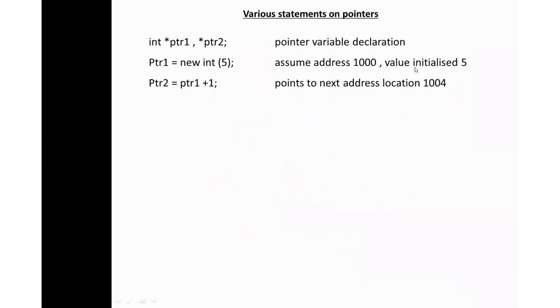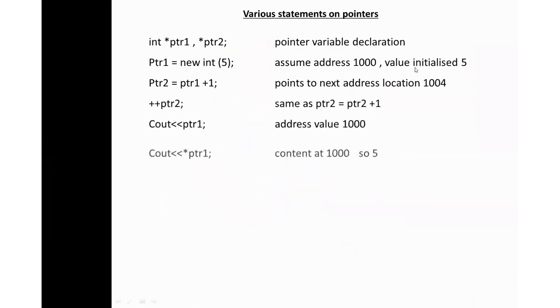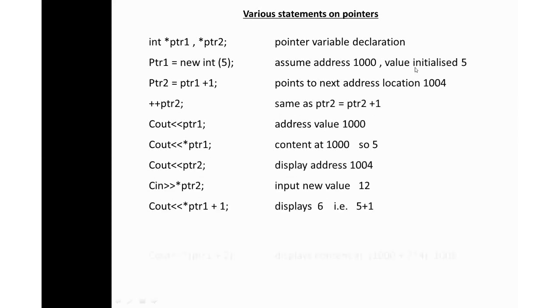So these are the various types of statements and declarations that you will come across on pointers. Relational operators: only equality and inequality are allowed, because your memory address can be compared whether it is equal or not equal. You cannot compare it to be either smaller or greater.